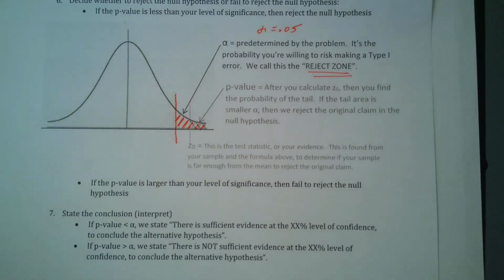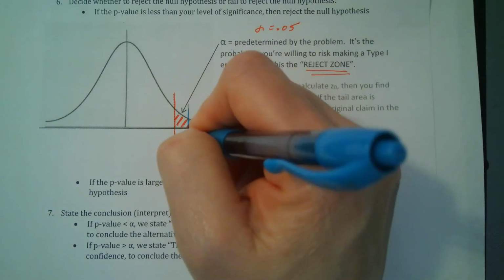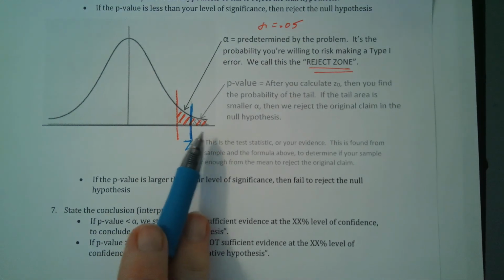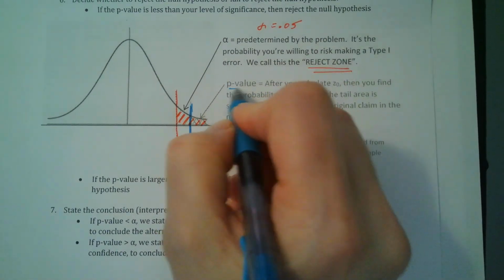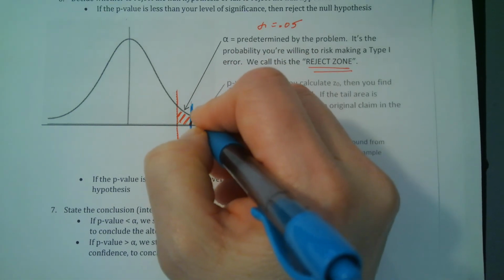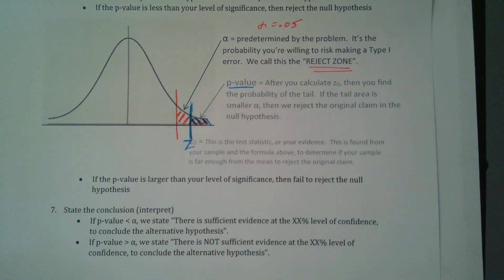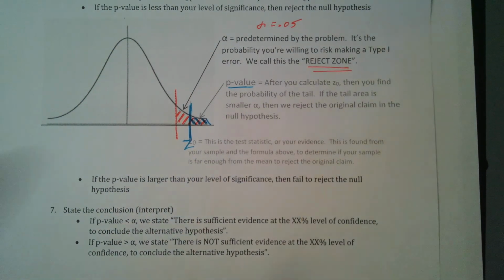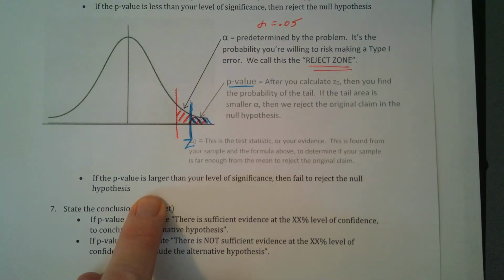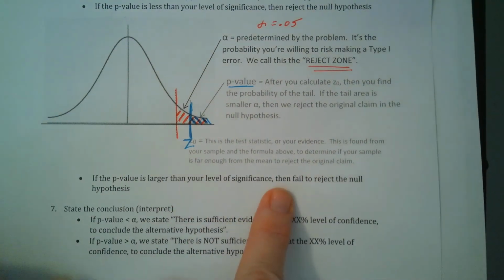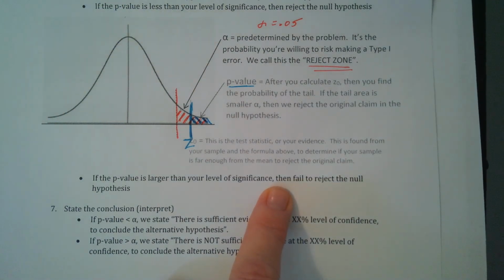So if my sample, which I'll do in blue, ends up falling over here and you find its z-score is over here in this reject area, you find the p-value, which is the proportion or the area of this blue tail, and if that area is smaller than the red area, you're going to reject the original claim in the null hypothesis. However, if the p-value is large, meaning this blue area is large and your sample was close to the average, well, then we fail to reject the null hypothesis because your sample simply was not unique enough.